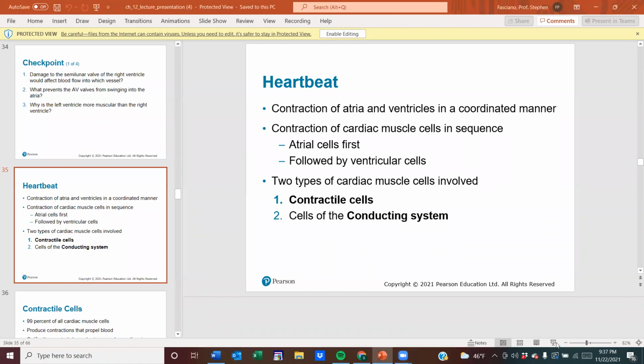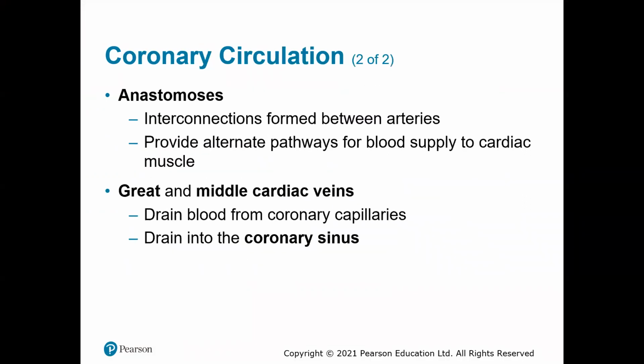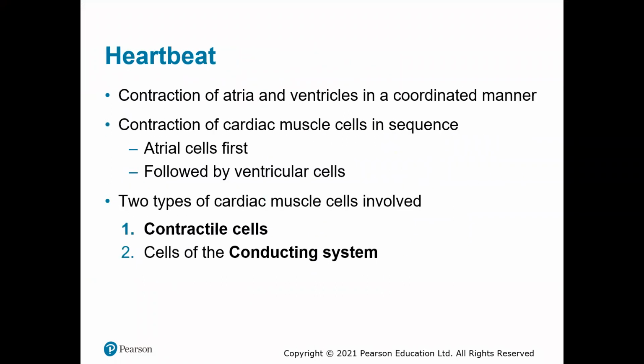So we left off talking about the circulation going to the heart, called the coronary circulation. That's back here. And what I want to do is just continue with this chapter on the heart. And we get to talk about the heartbeat next. The heartbeat obviously is when all of the muscle cells of the atria and the ventricles contract in a coordinated manner. All of the muscle cells around the atria contract, and then a split second later, all of the cells around the ventricles contract.